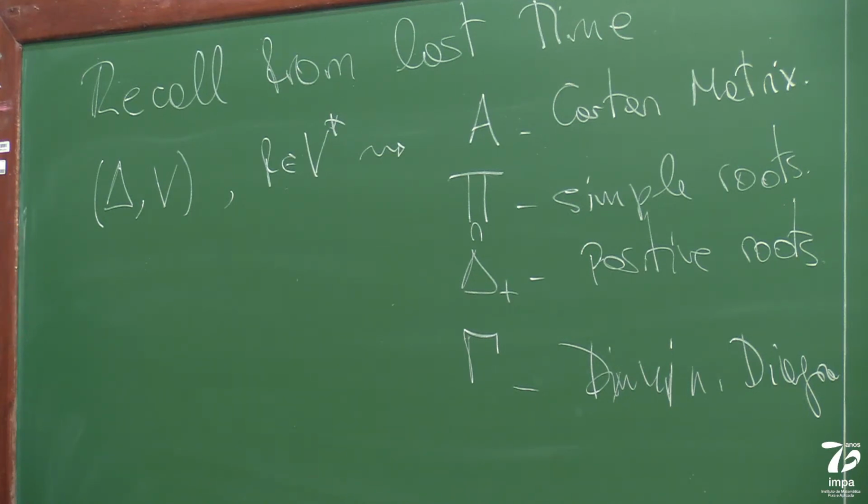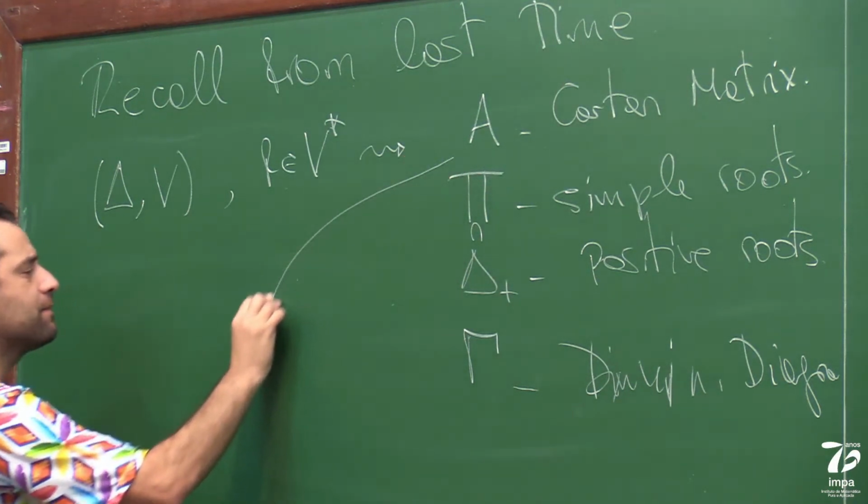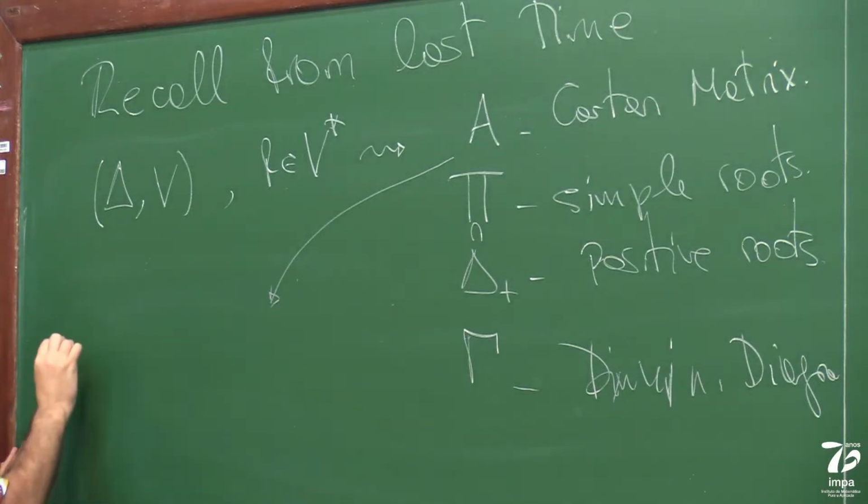Okay. So today I want to classify the possible simple roots, the possible root systems. Or I want to start at this classification. But remember, we already started this by looking at 2x2 matrices. So remember what Cartan matrices were.